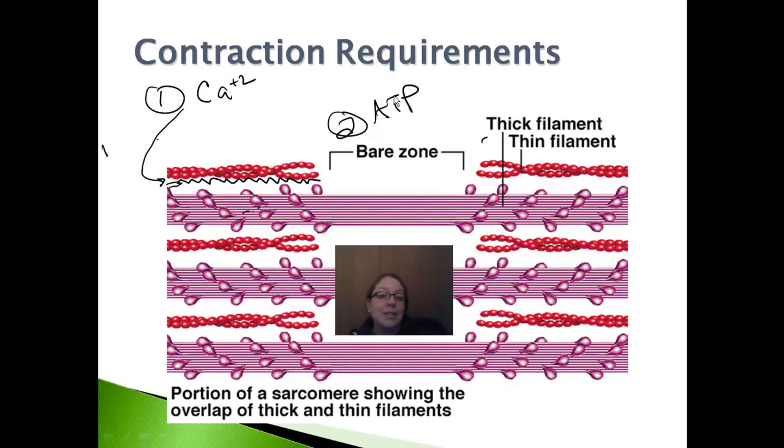If there is no ATP present, sometimes your muscles are locked like that when you're dead. It's called rigor mortis. I mentioned it earlier. If there's no ATP, the myosin actually can't release and relax. So those are the two major requirements for a sarcomere: to have a reserve of calcium and a reserve of ATP. So as soon as we get that signal to contract, they can do that.